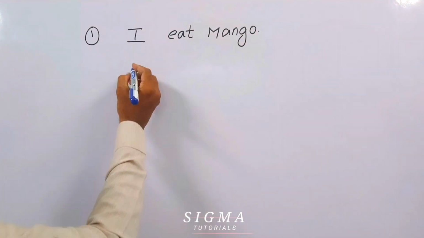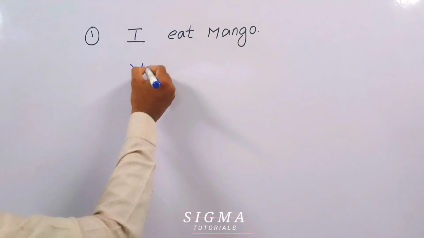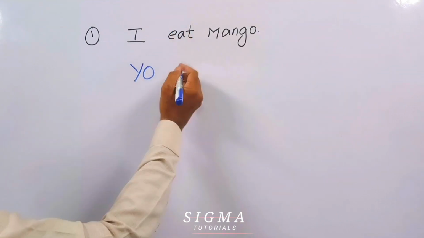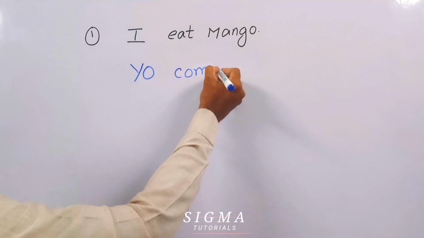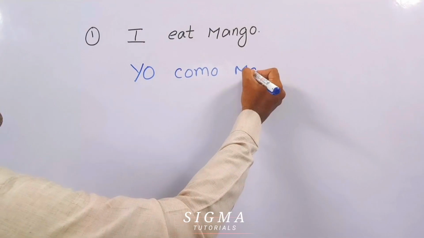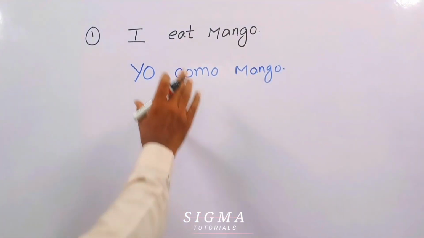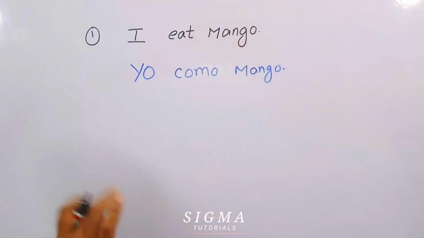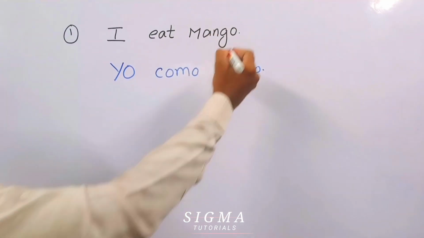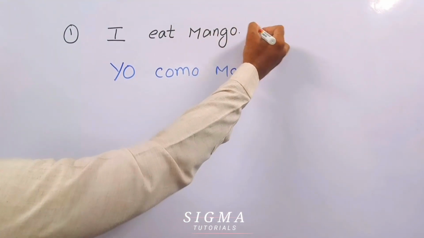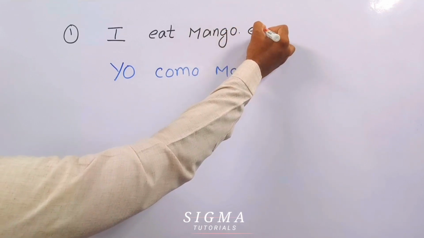Let us see now. For I, in Spanish, we say yo. It means, in Spanish, we say como. And here I will add mango. It was very small sentence. Let us make it little bigger. If I add here, I eat mango every day.